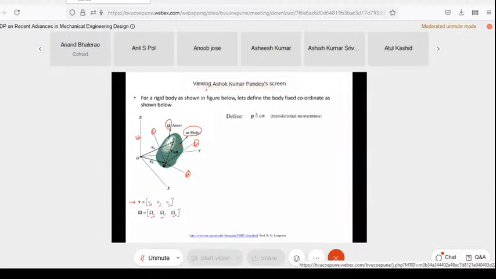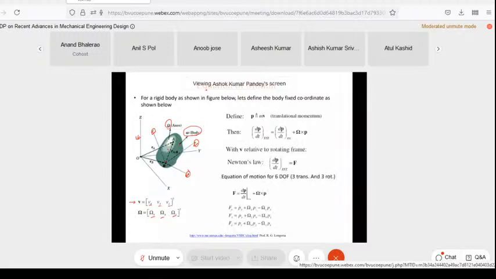So use either linear momentum or angular momentum, both of these. Here you will have to use this and then apply Newton's law. The important thing is to have the external forces coming into the picture; you have to write the rate of change of this linear momentum with respect to earth.